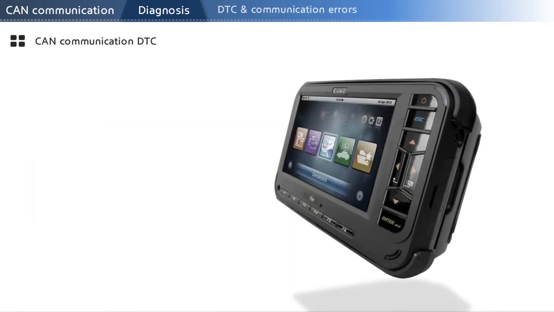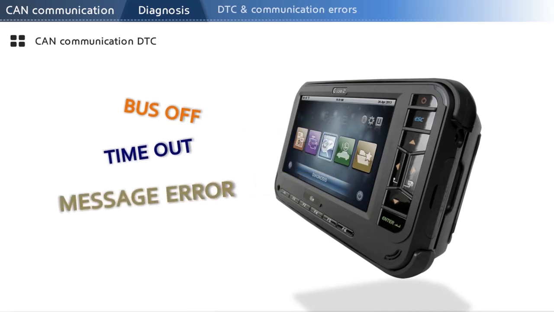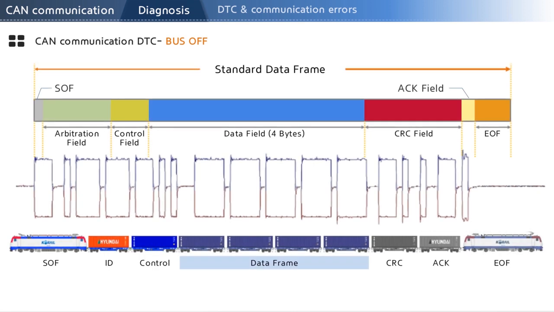The most common DTCs related to CAN are bus off, timeout, and message error. The 2 CAN lines and the data frame resemble a train traveling on a 2-line track. Remember this analogy as it will help you understand the concept.